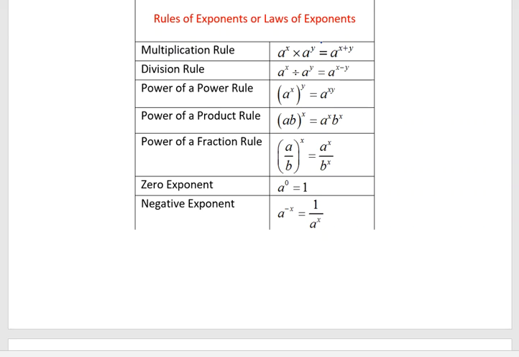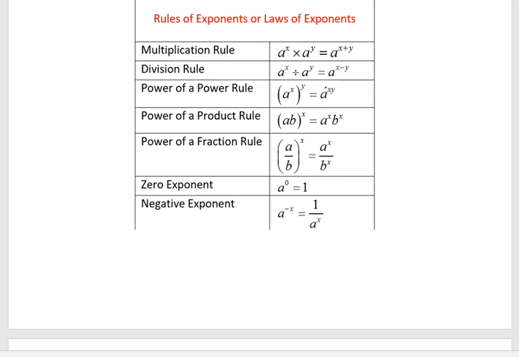Next rule is the division rule. Again, we have to have like bases, but then instead of adding like we did with multiplying, we're going to do the opposite. Since division is the opposite of multiplication, we're going to do the opposite of addition, and we're going to subtract the exponents. On the next one, we have 1 base instead of 2. It's to the x power, and then the whole expression is to the y power. So when this occurs, we take these 2 exponents and we multiply them together.